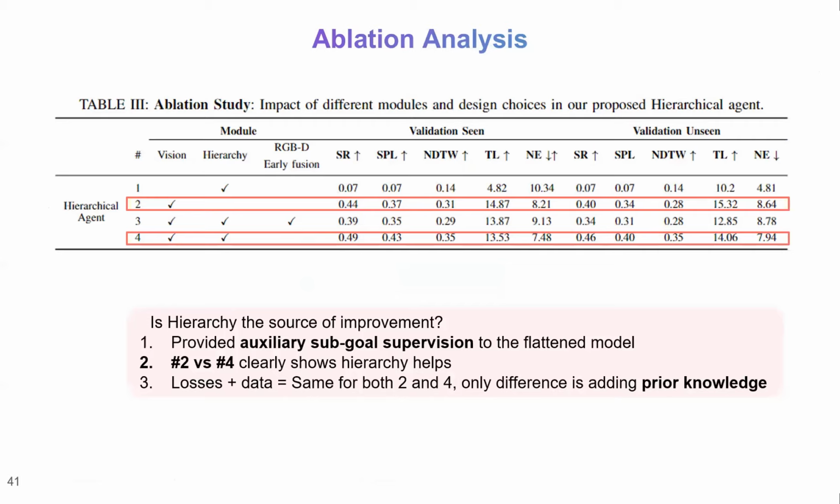Here we demonstrate an interesting ablation where, among other studies that we perform, we test whether hierarchy is indeed the source of improvement. So we designed this experiment where we flattened out the hierarchical model, but still provided auxiliary sub-goal supervision to this model. And as you can see from the results, our proposed method beats this flattened model, which has the same sub-goal supervision. So the key takeaway here is that even though the losses, data, and the network training type are completely the same, only adding prior knowledge to the network design really helps us generalize.